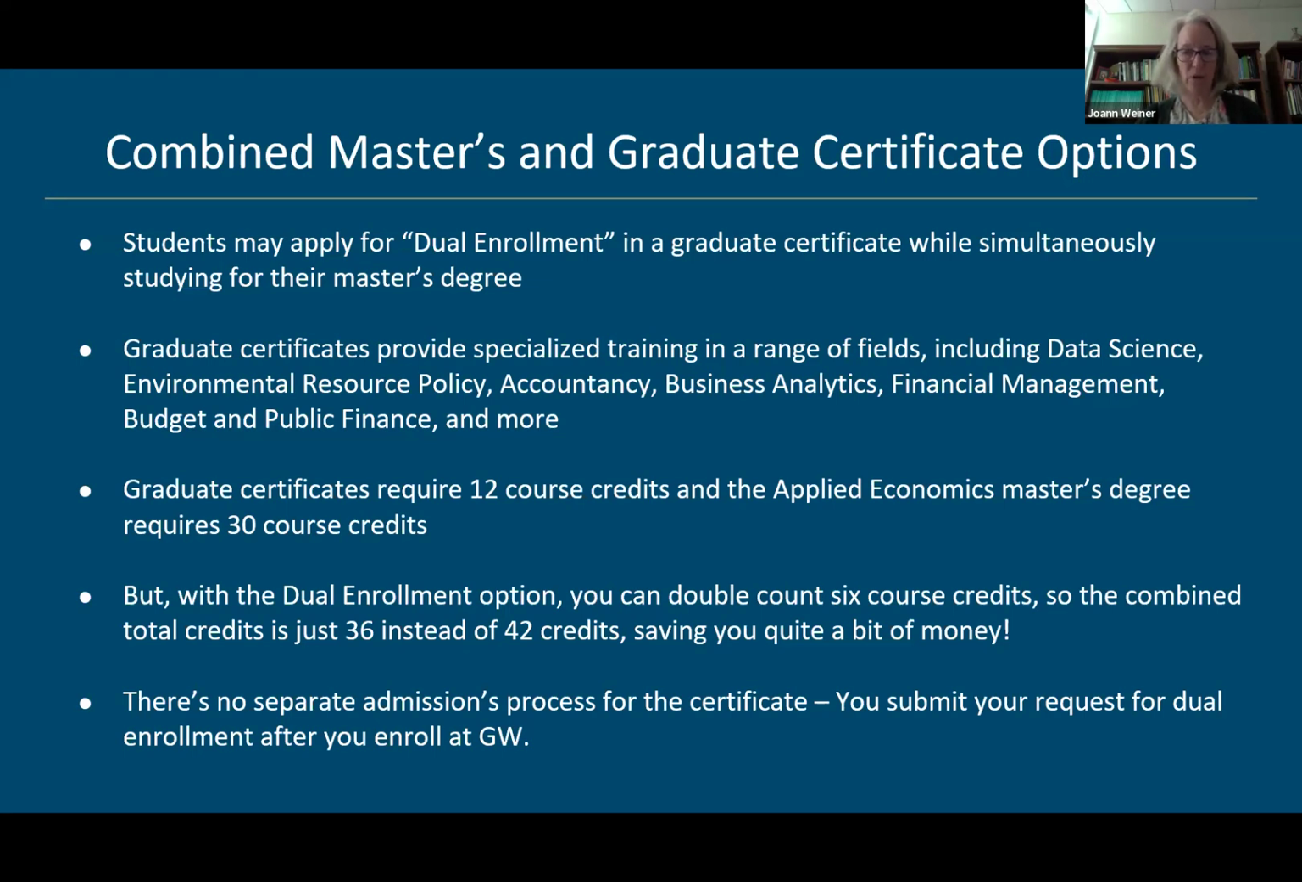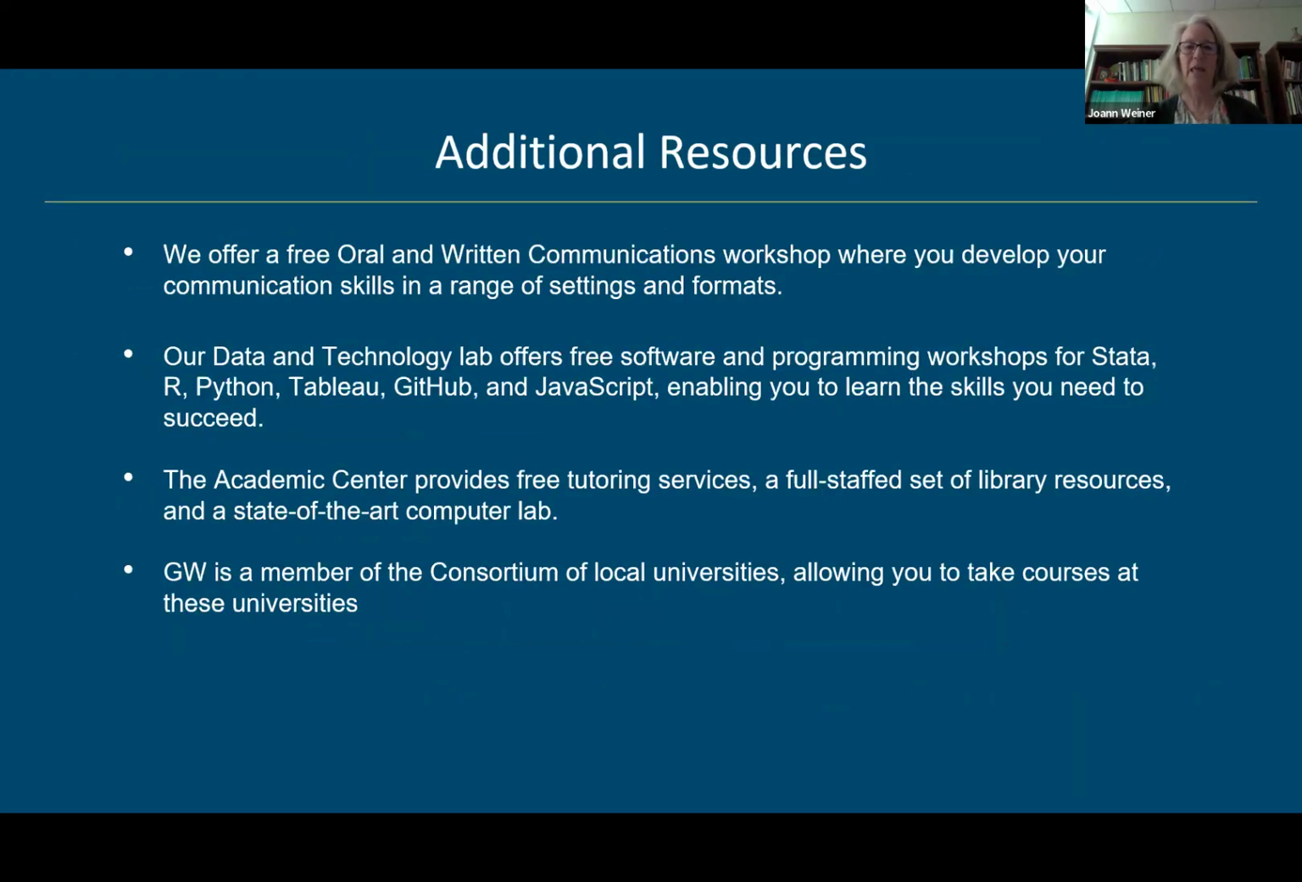You apply two of the courses for your graduate certificate towards your master's degree, so you reduce the cost of getting the two degrees by 20%. It's a great way to save money, and many of our students do pursue this option. There's no separate admissions process. Once you enroll at GW, you'll meet with me and the director of the graduate certificate, you'll get all your signatures, and you're ready to go.